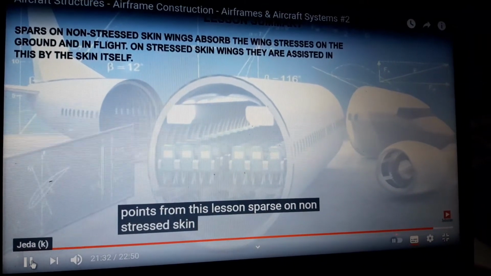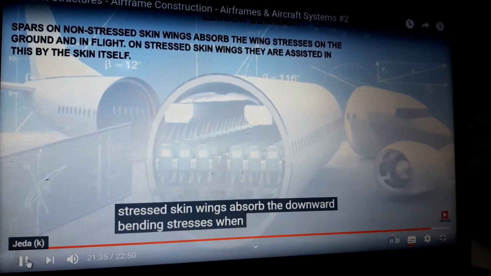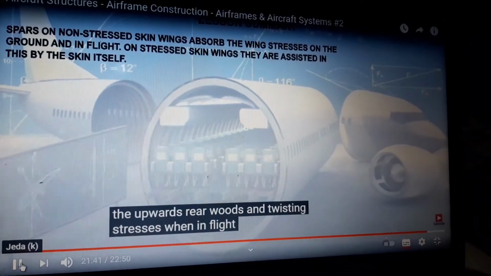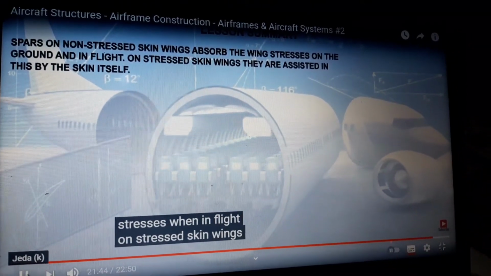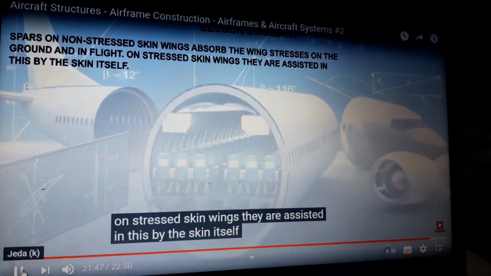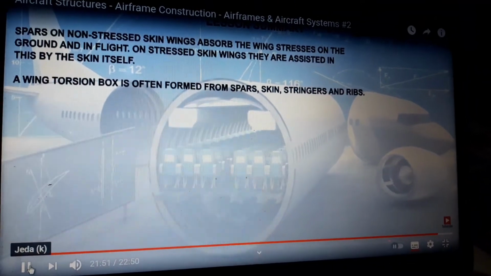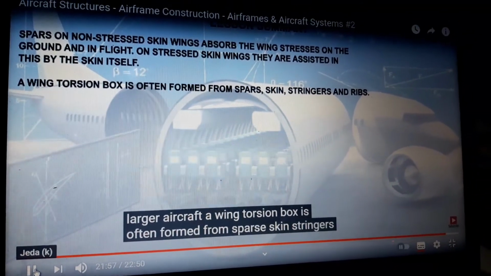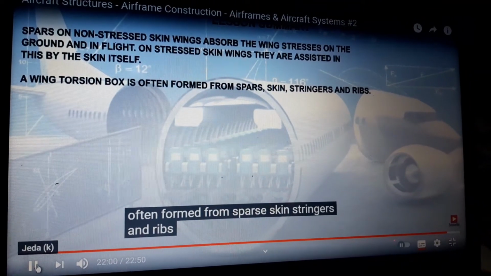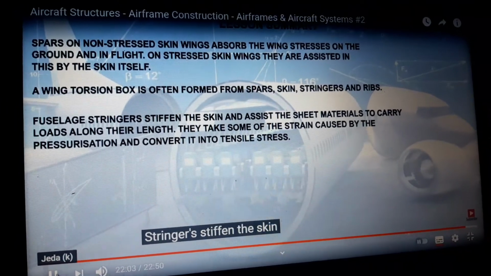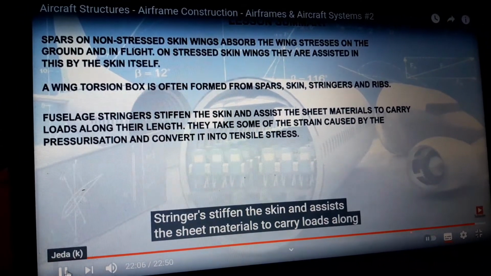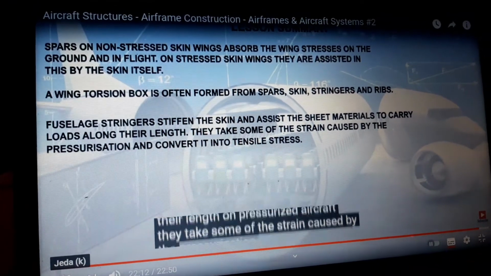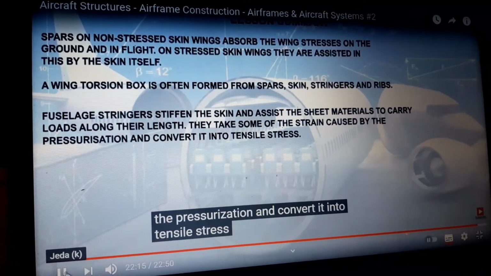Spars on non-stressed skin wings absorb the downward bending stresses when on the ground and the upwards, rearwards, and twisting stresses when in flight. On stressed skin wings, they are assisted in this by the skin itself. On larger aircraft, a wing torsion box is often formed from spars, skin, stringers, and ribs. Fuselage stringers stiffen the skin and assist the sheet materials to carry loads along their length. On pressurized aircraft, they take some of the strain caused by the pressurization and convert it into tensile stress.